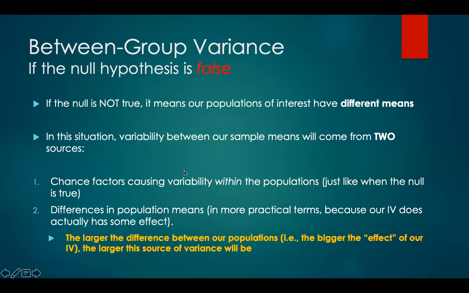So one source is chance factors causing variability within the populations, just like when the null is true, and also differences in population means, or in more practical terms, because our independent variable actually has some effect. So the larger the difference between our populations, the bigger the effect of our independent variable, the larger this source of variance will be, this between source of variance.